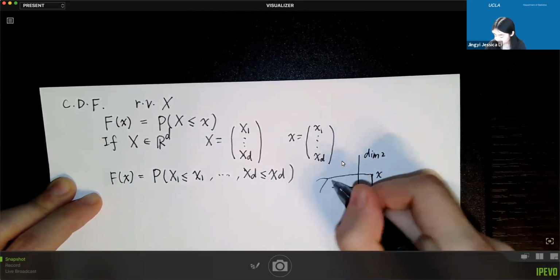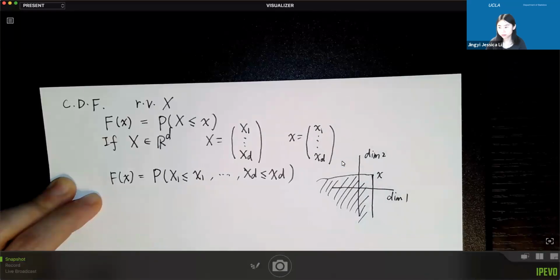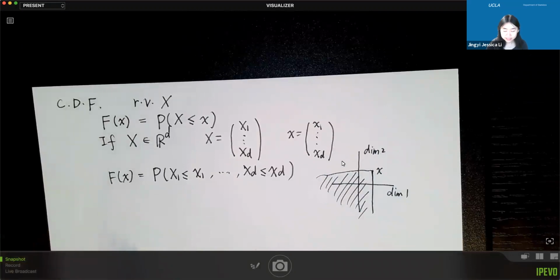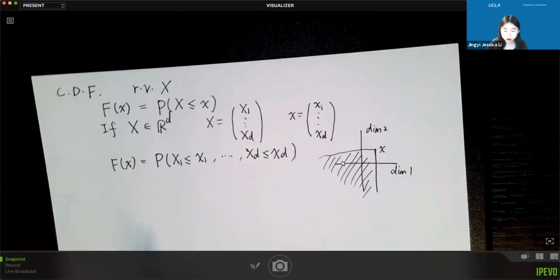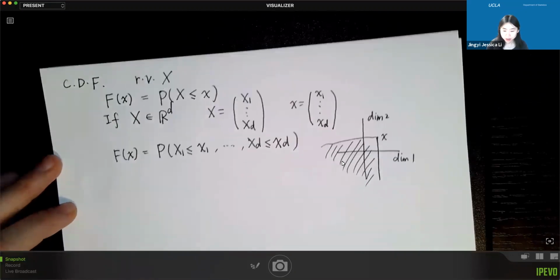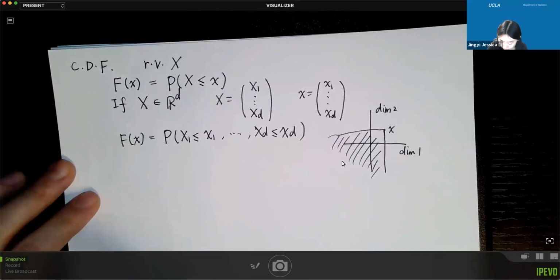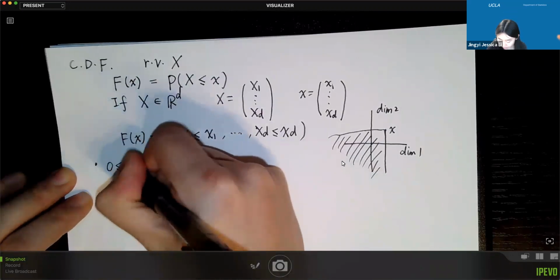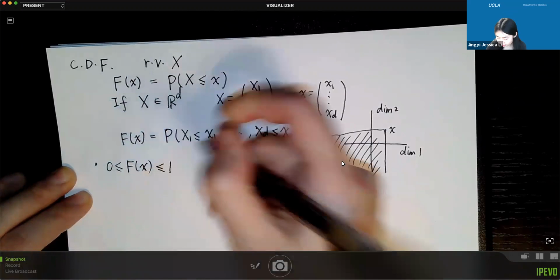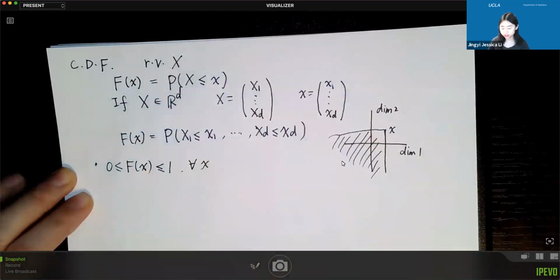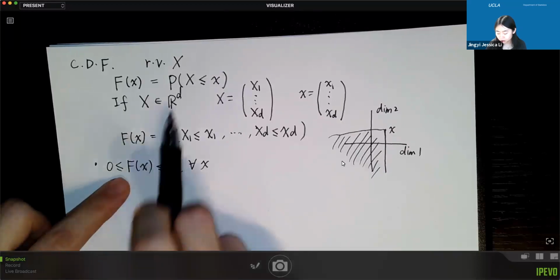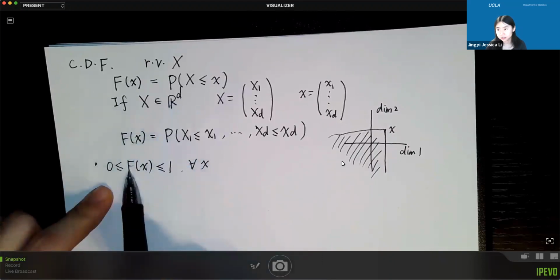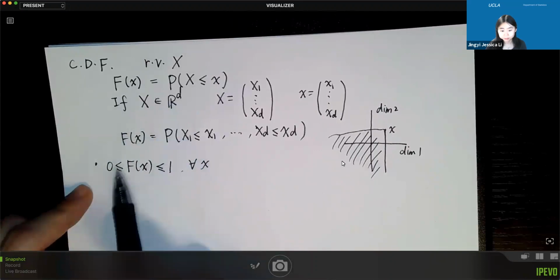So it's actually this region. And we're trying to calculate the probability of this region. Okay, so that's the CDF. And a very important property about the CDF is its range. So the first important property is that the CDF is between 0 and 1 for all x. That's the range, and it doesn't have to do with the dimension of our random variable. No matter what dimension this is, the value of the CDF is always a scalar between 0 and 1.